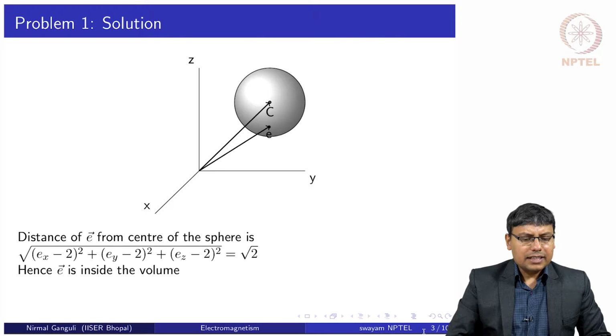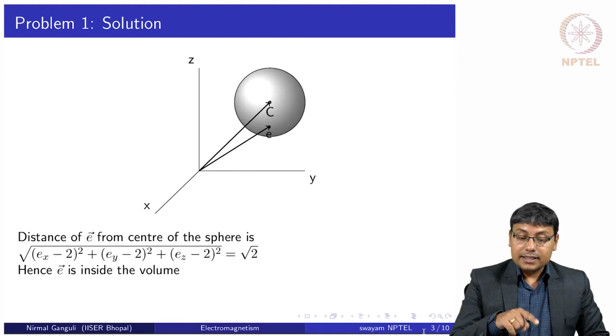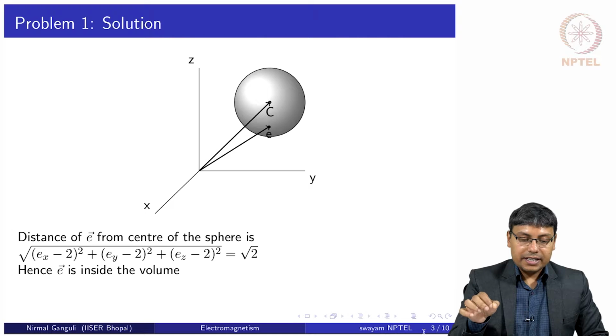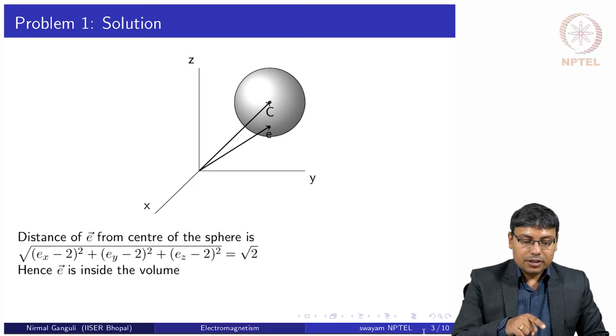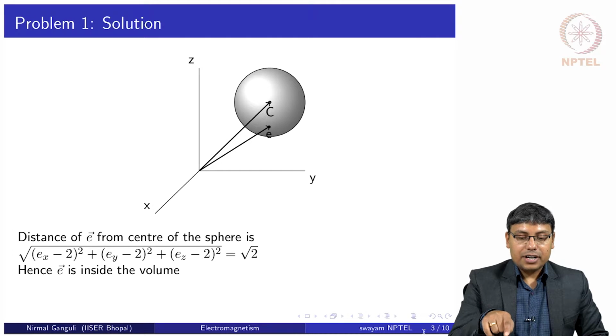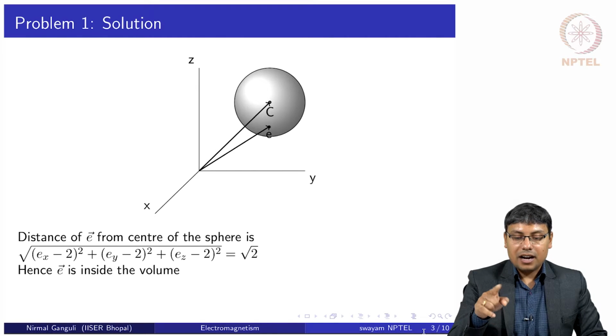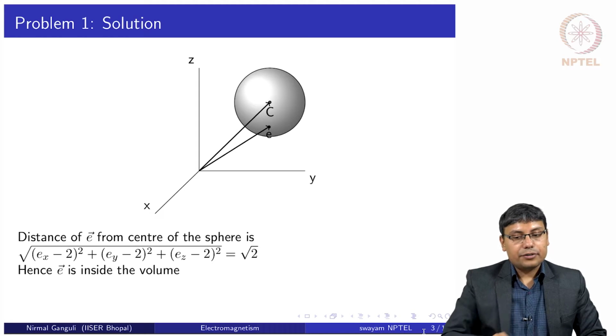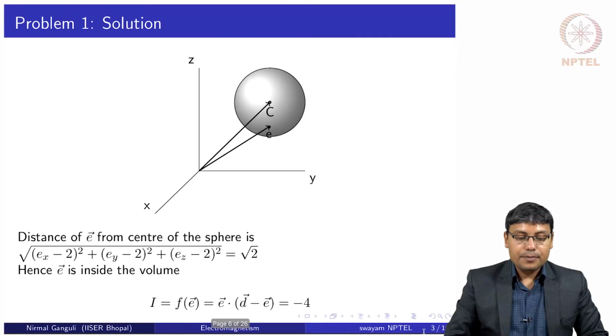So, let us find the distance from the center of the sphere. The distance of E from the center of the sphere, we have the expression of E given. So, (Ex minus the x coordinate of the center, that is 2) squared, plus (Ey minus 2) squared plus (Ez minus 2) squared. If we take a square root, that is square root of 2, and since the radius of this sphere is 1.5 and square root of 2 is less than 1.5, E will be inside the volume, and we have pictorially shown that E lies inside the volume.